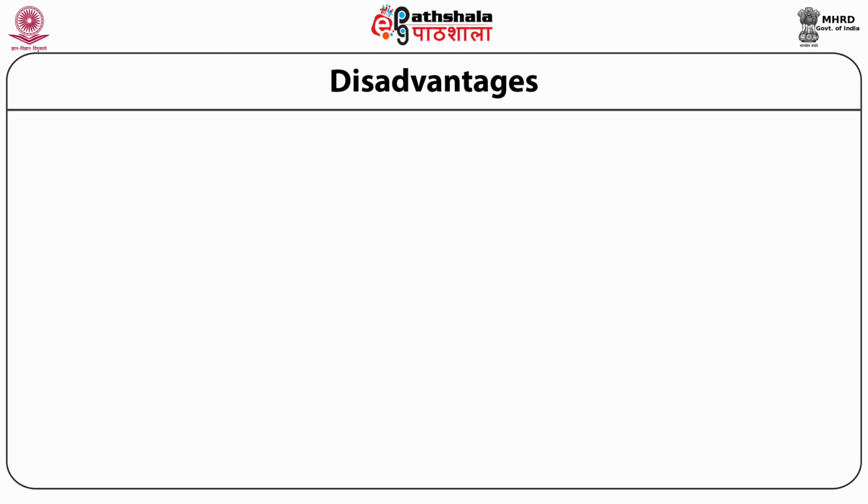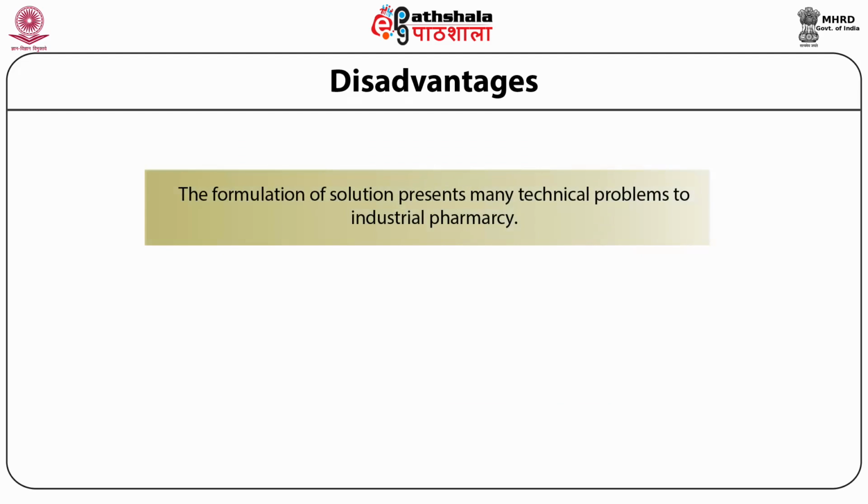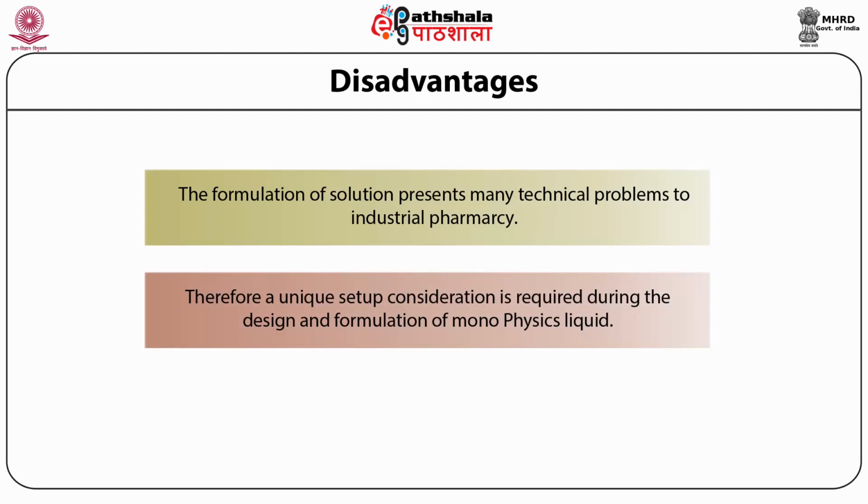Let's also discuss the disadvantages of monophasic liquids. The formulation of solutions presents many technical problems to industrial pharmacists. Some drugs are inherently unstable, and this property is magnified when the drug is in solution. Special techniques are required to solubilize poorly soluble drugs, and the final formulation must satisfy the requirement of pharmaceutical elegance with regards to taste, appearance, and viscosity. Therefore, a unique set of considerations is required during the design and formulation of monophasic liquids.